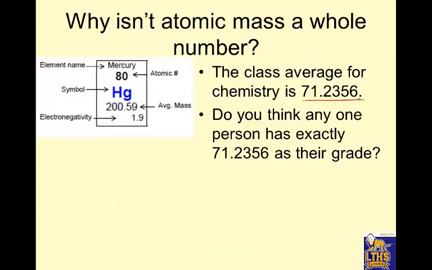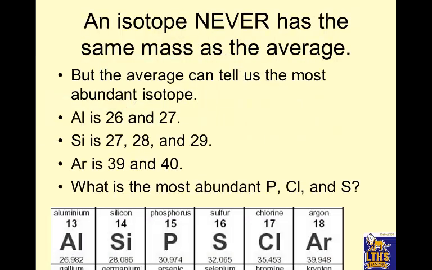If the class average is 71.2, there's really not a person that probably has this exact average. So there's really not an atom of mercury that has this exact average, but if you take into account all the isotopes of mercury, you can get that average. It's not a straight average, it's a weighted average, and that average atomic mass is usually going to be closest to the type of isotope that's most abundant.